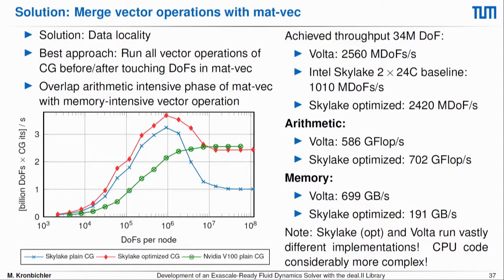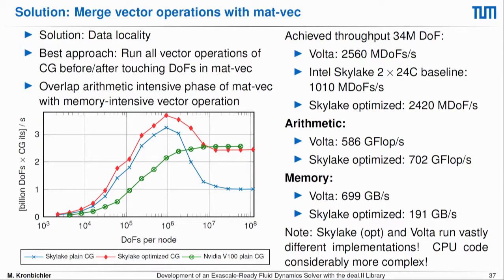And we thought about how we can optimize this. This would be going from the blue line on the left-hand side to the red line. This is on an Intel Skylake dual-socket machine. And we optimized this conjugate gradient method. So we really go into the conjugate gradient.